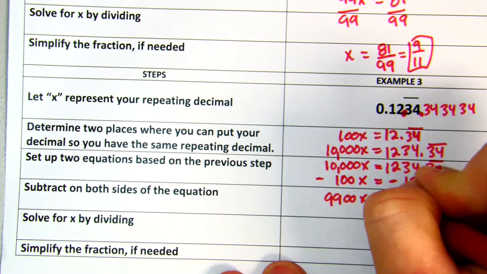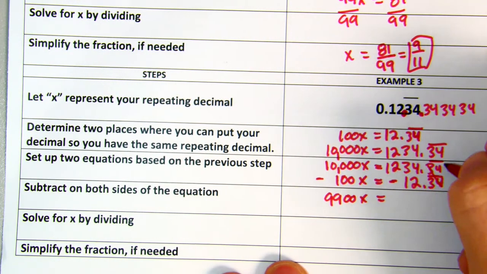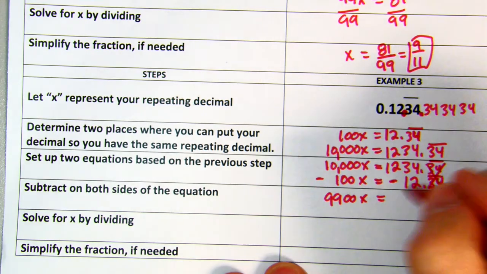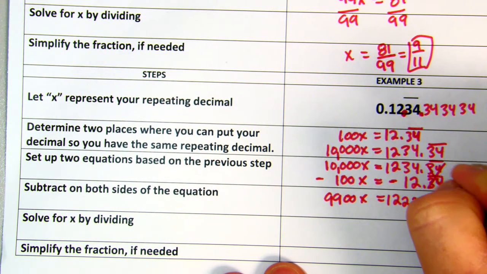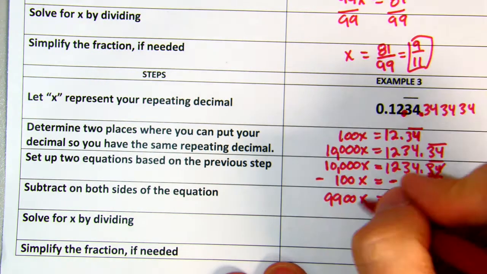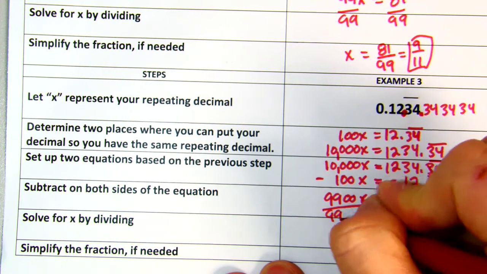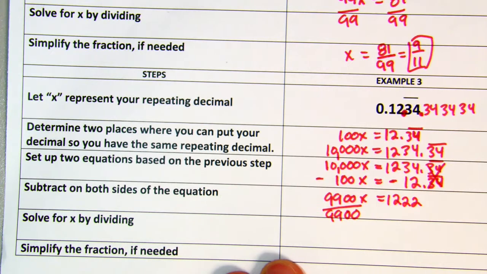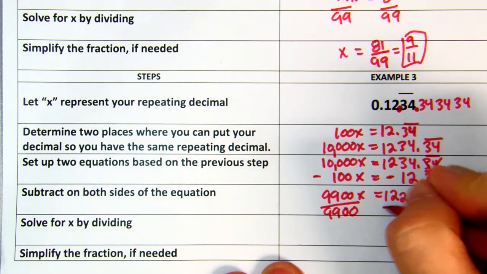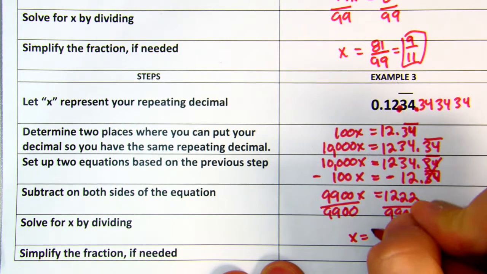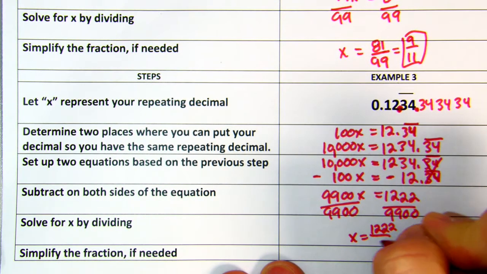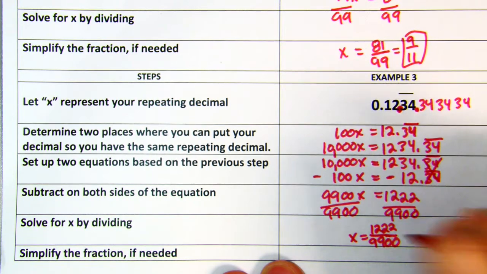9,900x is going to equal, and this cancels that out. Go ahead and subtract, and I get 1,222. Let's go ahead and divide by 9,900 on both sides. And I get an answer of x is equal to 1,222 over 9,900.